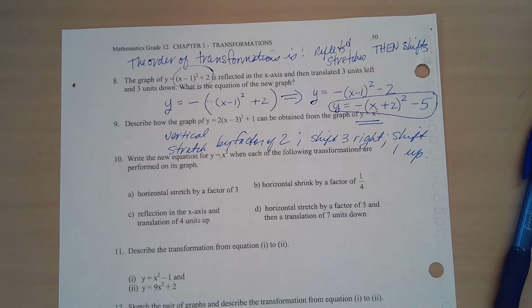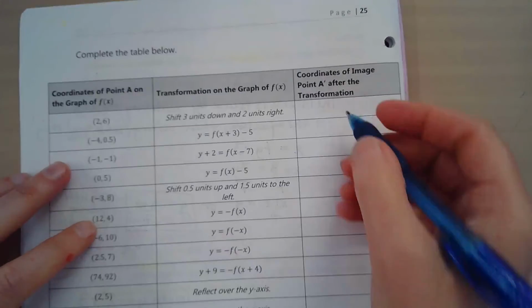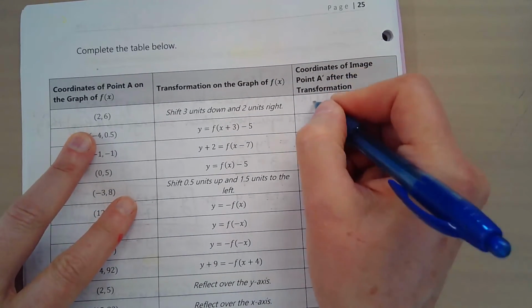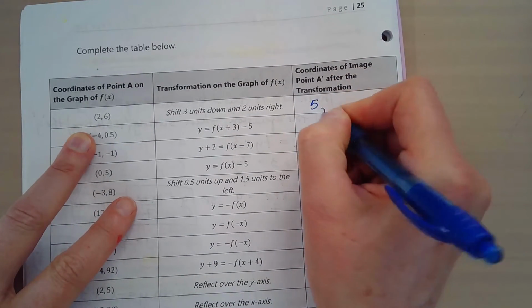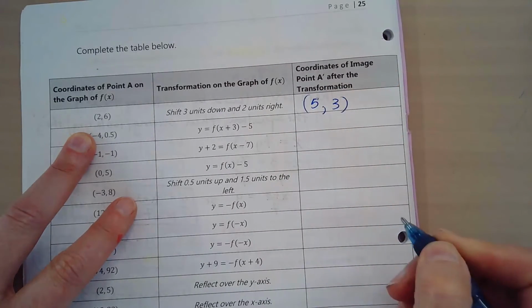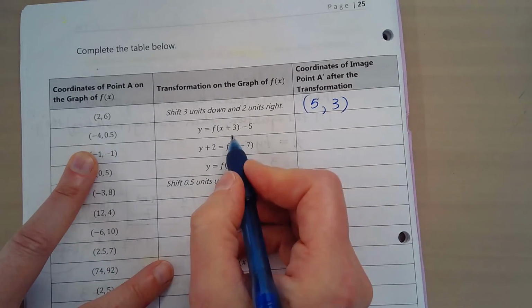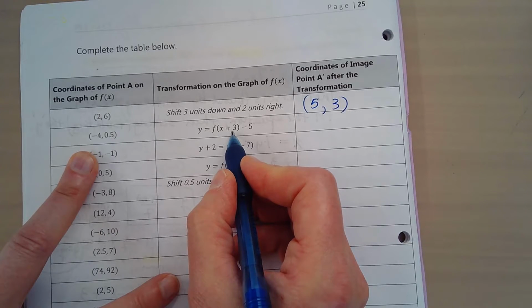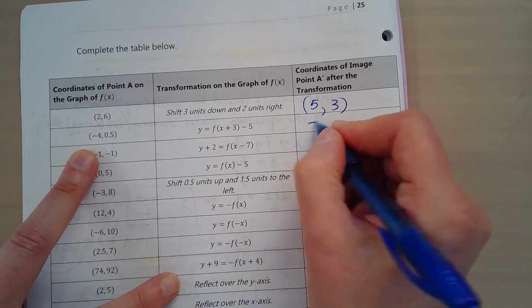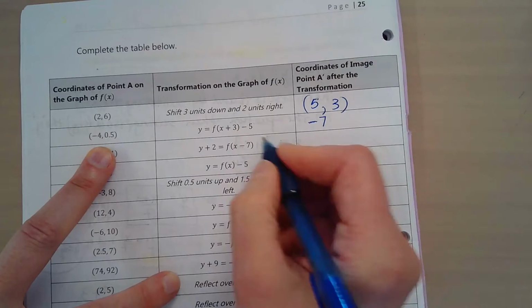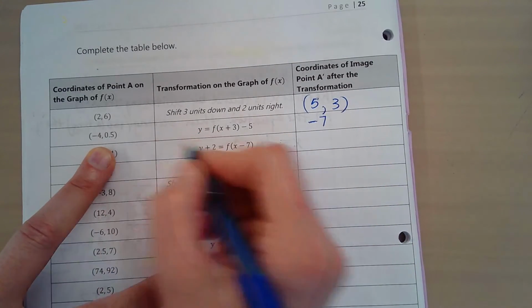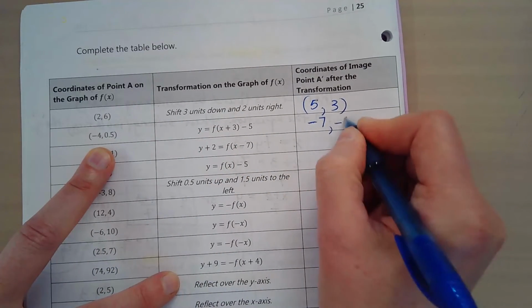Okay, Adam? Do you have the answers to these ones? Yeah, we're going to do them right now. Okay. All right, so I'm going to record the answers right now on these ones. So shift 3 down, 2 to the right. So we would have 5, comma 3. Yeah? This means left 3, so negative 7 and a half minus 5, negative 4.5.